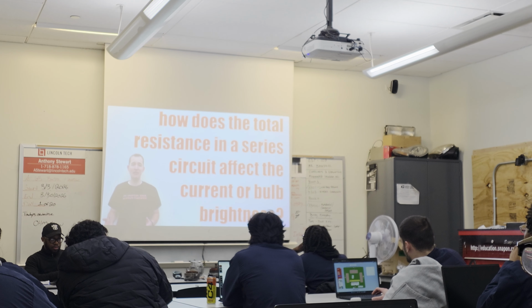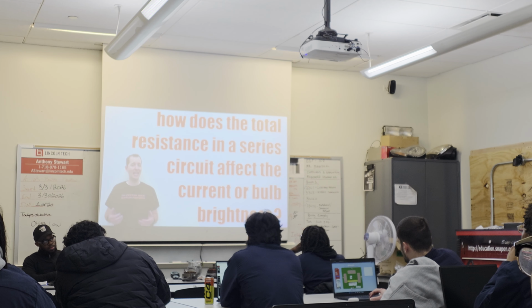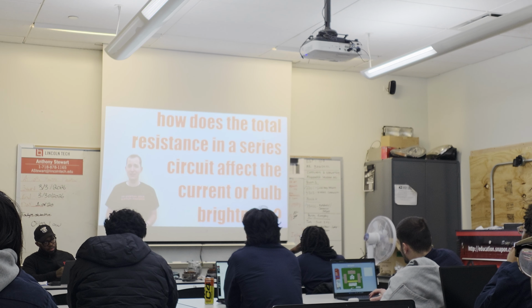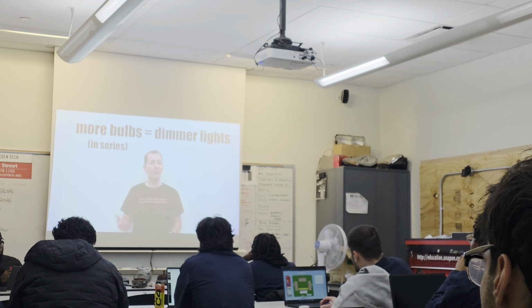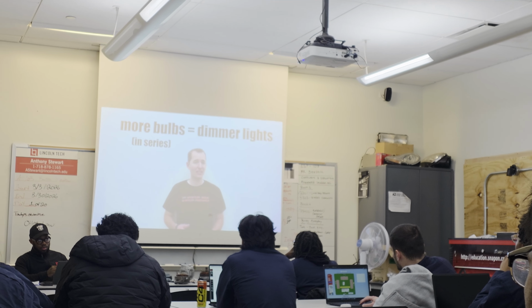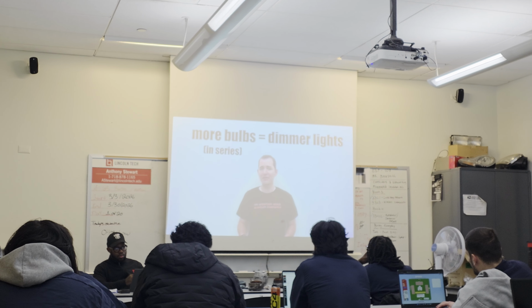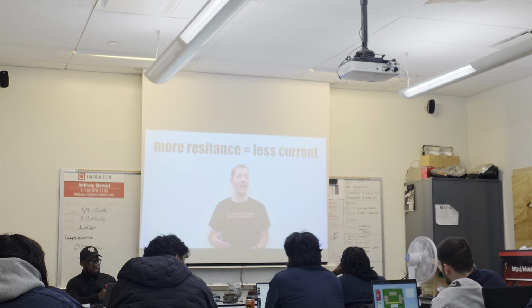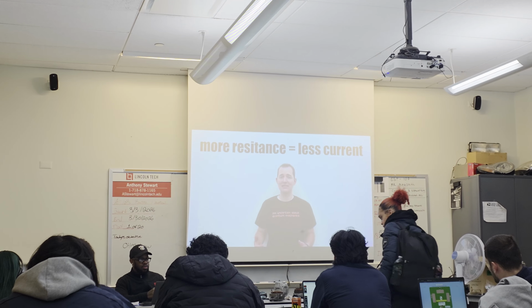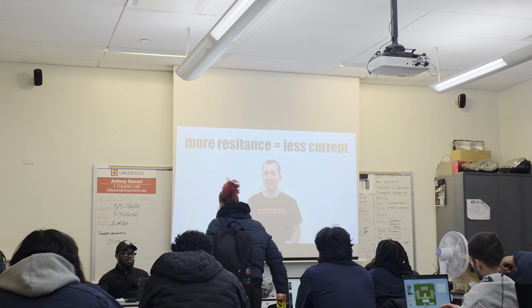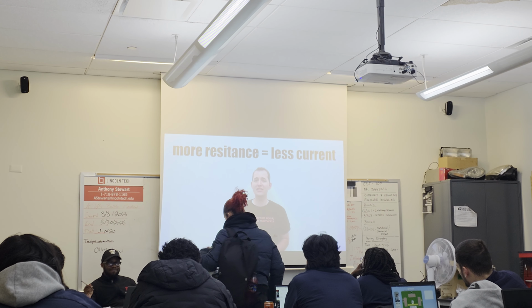If we were to run an experiment on our series circuit and added more and more light bulbs to that circuit, we would see a change in the brightness of our bulbs. The more bulbs we add to that series circuit, the dimmer they all become. This highlights the fact that as we add more bulbs to our circuit, we're increasing the total resistance of that circuit. This causes the total current in our circuit to decrease.